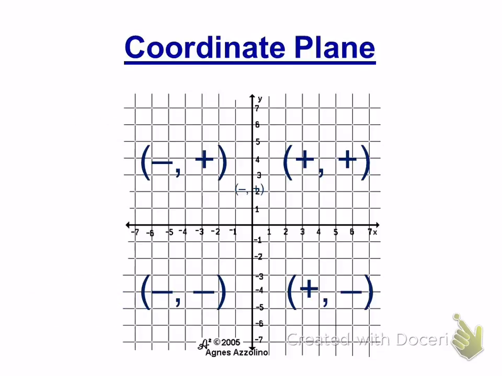Now, what is this telling us? What information is this giving us here? In the first quadrant, the X and the Y are positive. In the second quadrant, what does it tell us? X is negative and Y is positive. In the third quadrant, they're both negative. In the fourth quadrant, X is positive, Y is negative.